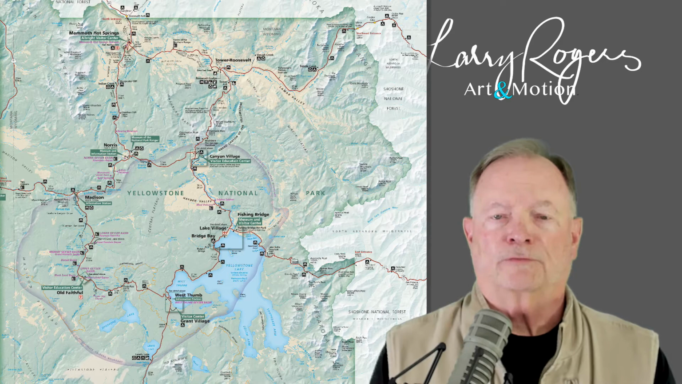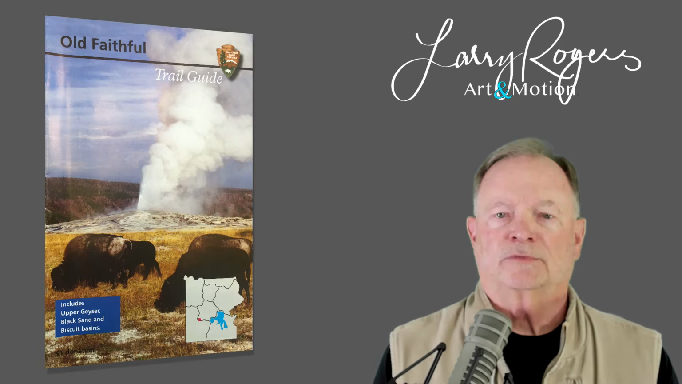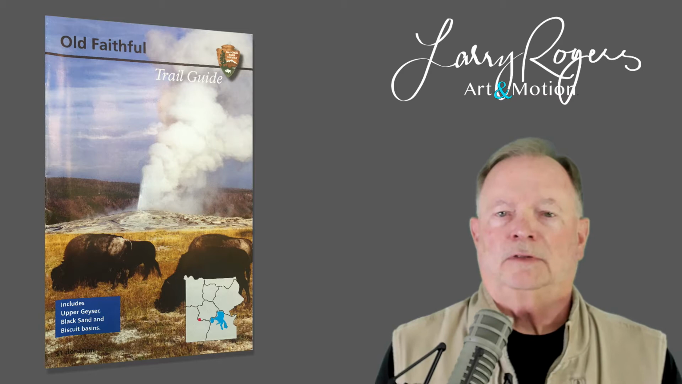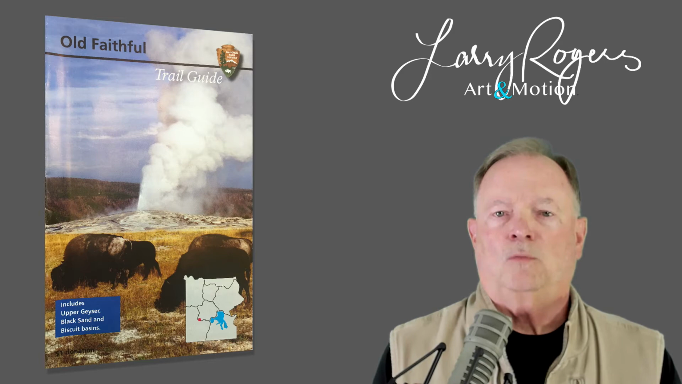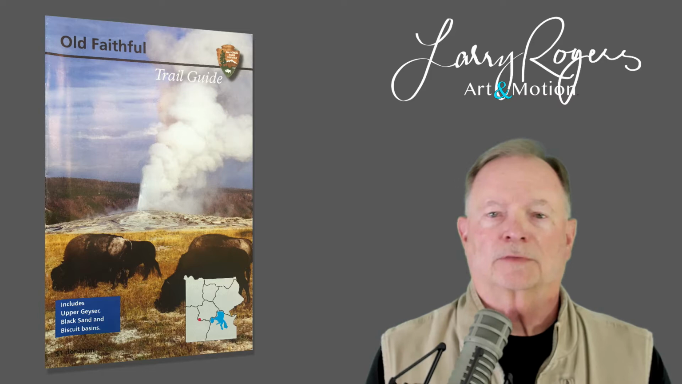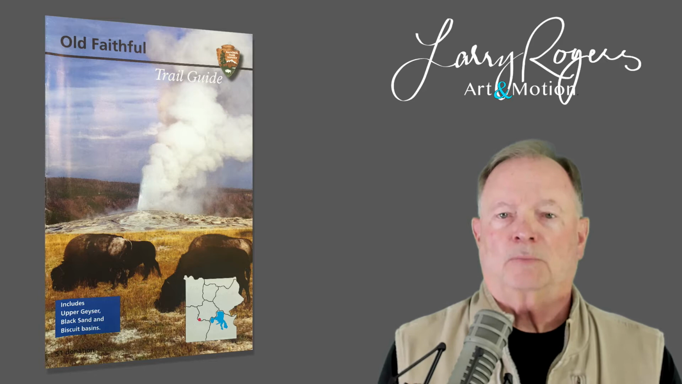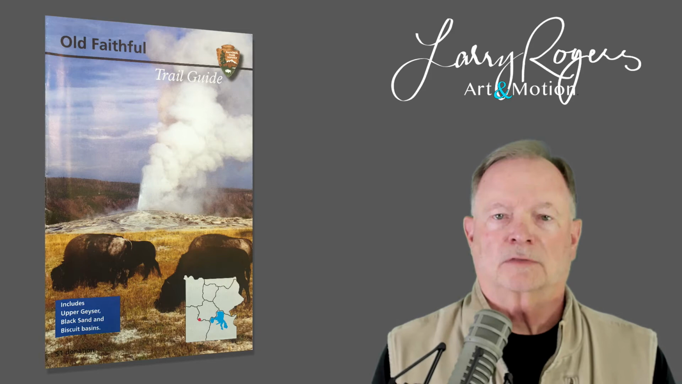From here, I'm going to use a different map. This is from the Old Faithful Trail Guide. You can get these guides anywhere around the Old Faithful area, especially if you're about to enter one of the points where you can get on the loop and walk around and see different features. You'll see boxes around the area where you can pick up these trail guides. You can borrow one, use it while you're walking around. Just be sure to place it back in the box.